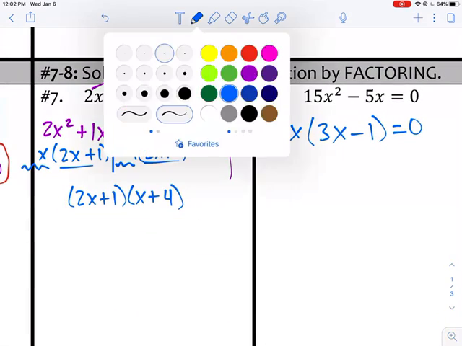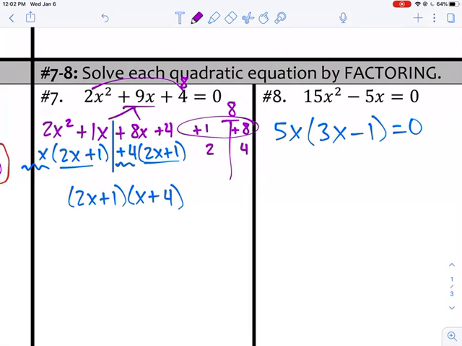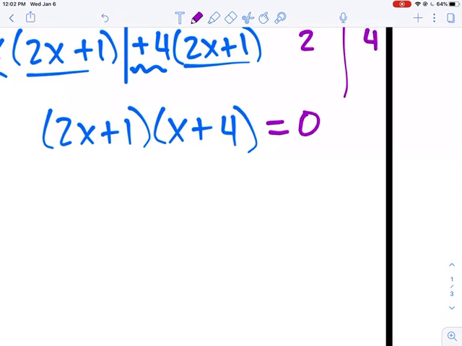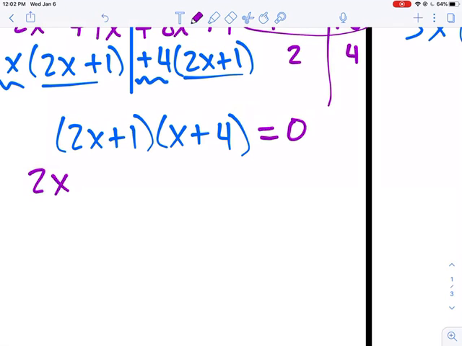All right, right here, this is still equal to 0. So I've got to take 2x plus 1 equal to 0 and x plus 4 equal to 0. So if you can get quick at this, you can do it in your head, because I'm going to go opposite of plus 1. So that's going to get us minus 1. And then you're going to have to divide the 2 away.